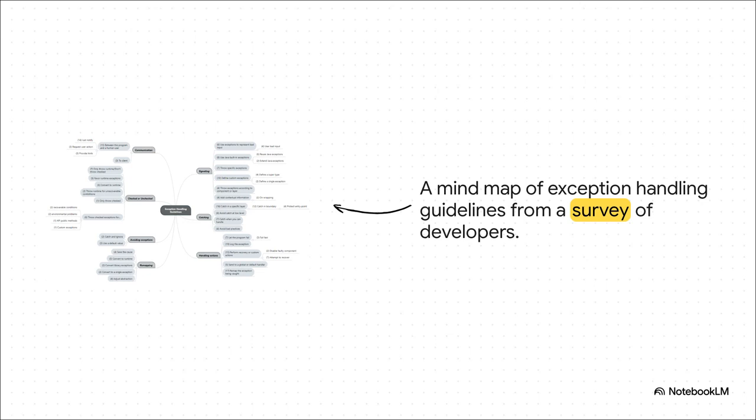It comes from a survey of professional developers, and it shows all the different guidelines teams come up with for handling exceptions. It covers everything from when you should throw an exception to whether you should prefer checked or unchecked types. It really shows how deep this topic can get in a real-world team setting.